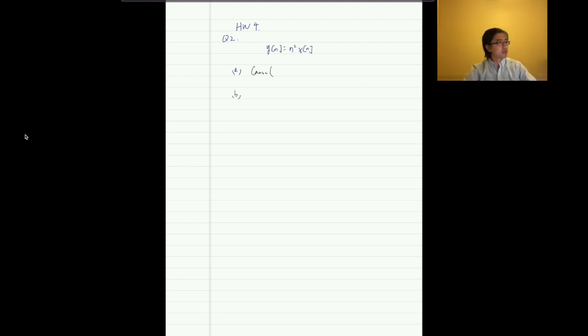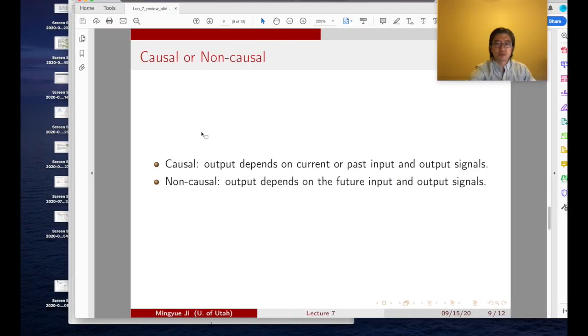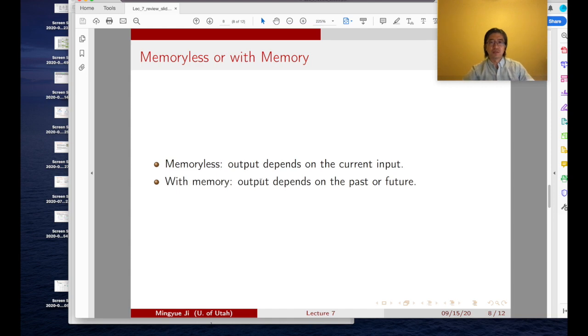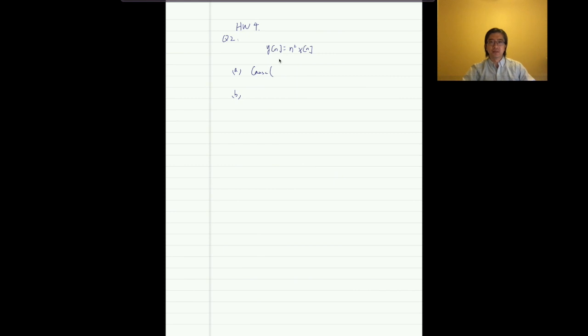Part B is that we're going to determine whether the system is memoryless or not. Let's recall what a memoryless system is. It means that the output depends only on the current input, which means the output has to depend only on n. And this is exactly this case. The output y of n depends only on the input at time n, not n plus something or n minus something, just n. So it is a memoryless system.